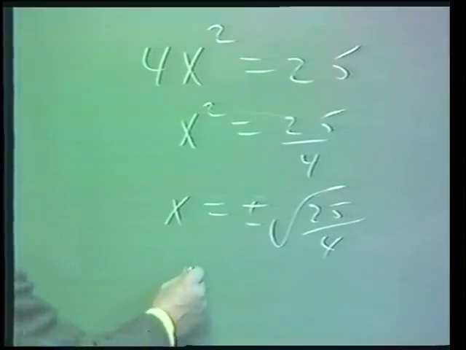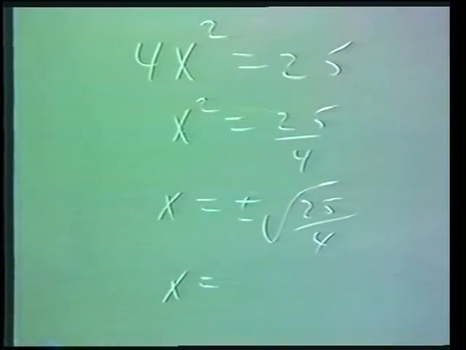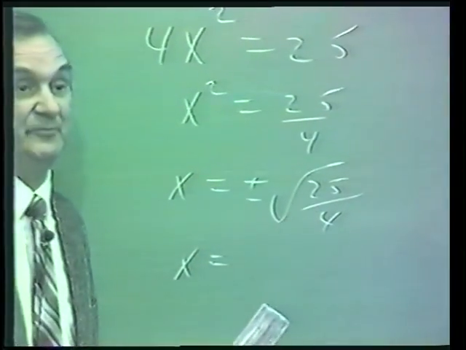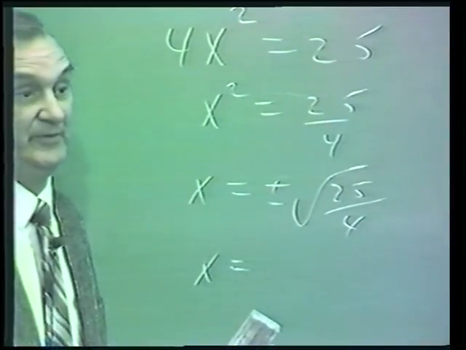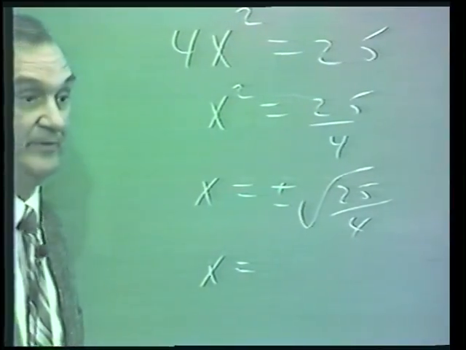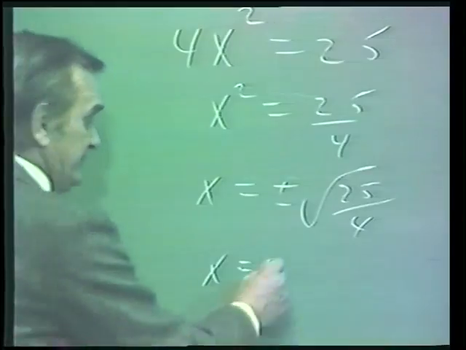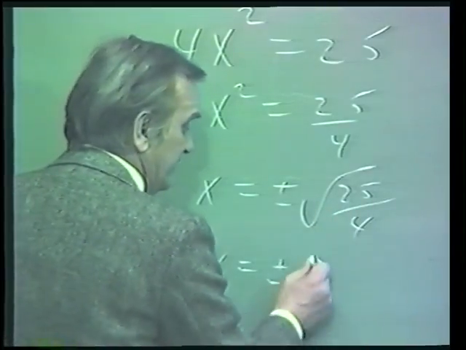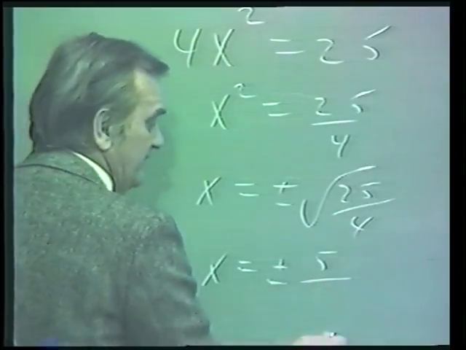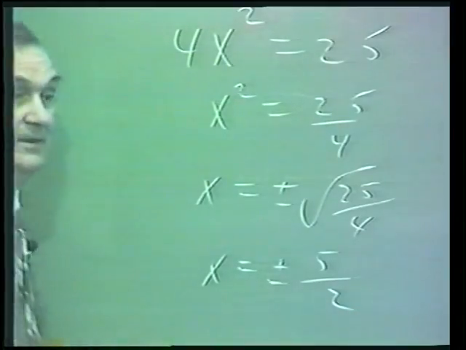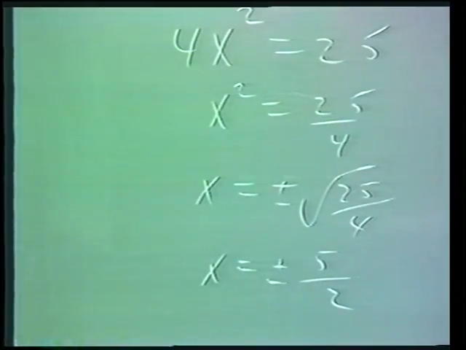Now remember, when we took the square root of a fraction, we had a property that says the nth root of a over b is equal to the nth root of a over the nth root of b. So this is equal to plus or minus the square root of 25 over the square root of 4, and there's our answer. Plus or minus 5/2.